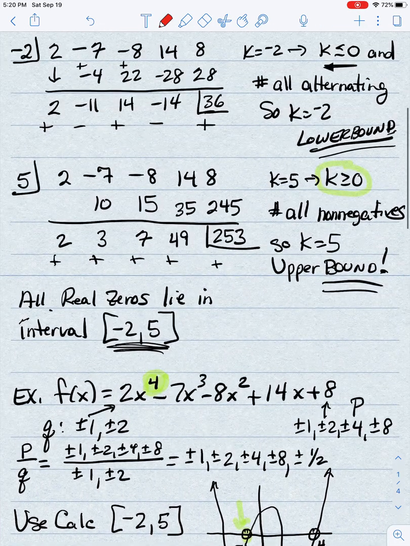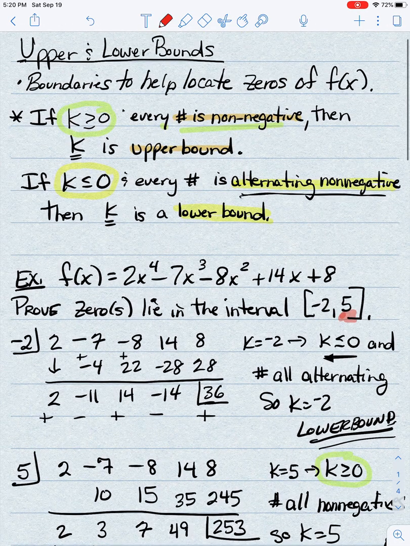All right, have a great day. Lots of stuff going on in that problem. Upper and lower bounds is what we started with. Thanks, everybody.